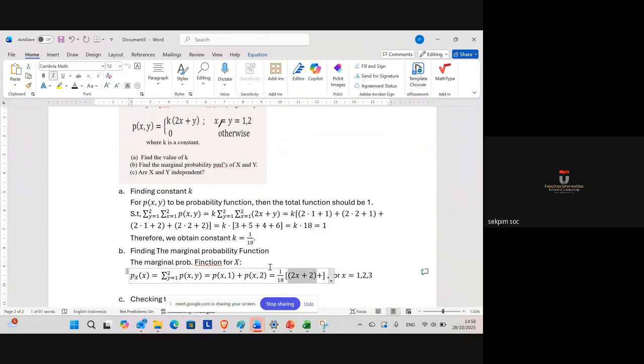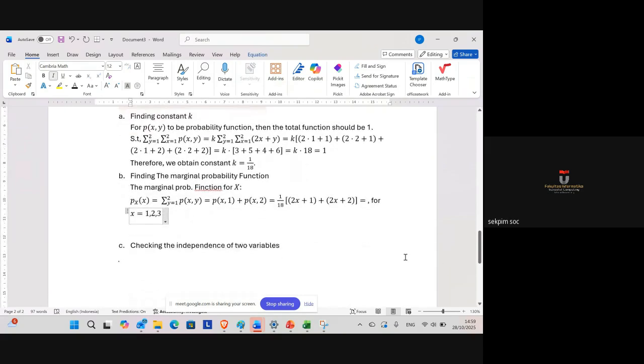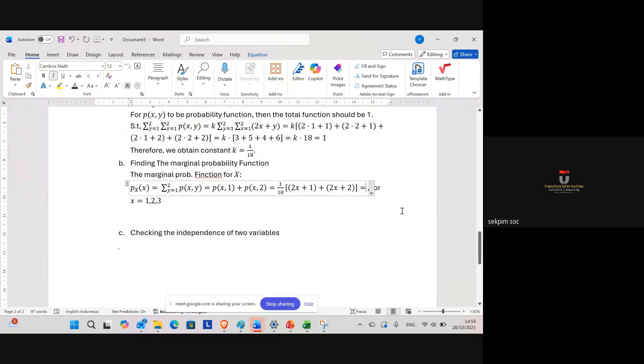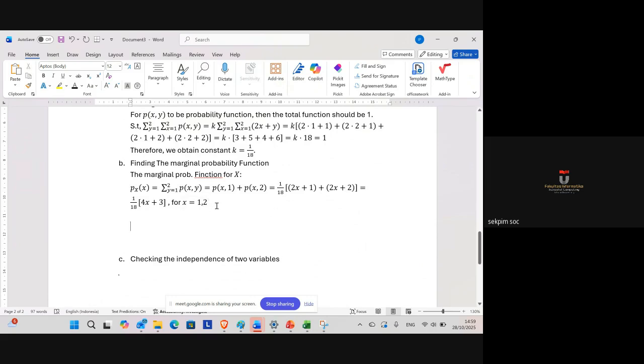For y equal to 1, plus 2x plus y for y equal to 2. And we simplify this to be 1 over 18 times 2x plus 2x, which is 4x, plus 3. Okay, so this is the result: 4x plus 3 over 18, for x equal to 1 and 2. And a similar thing applies for the marginal probability function for y.